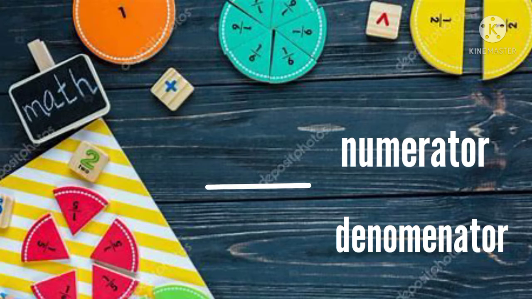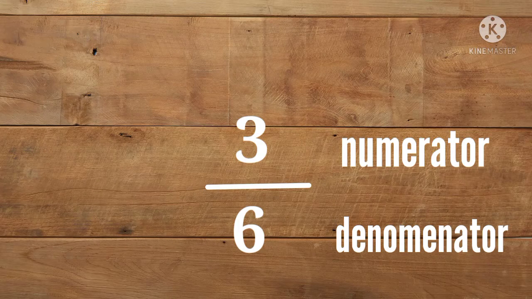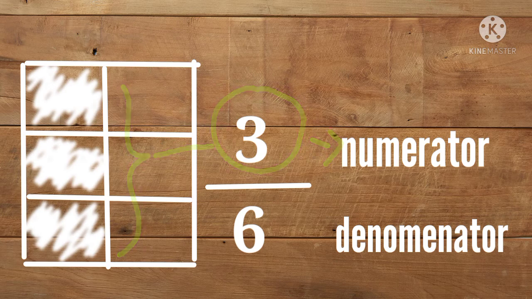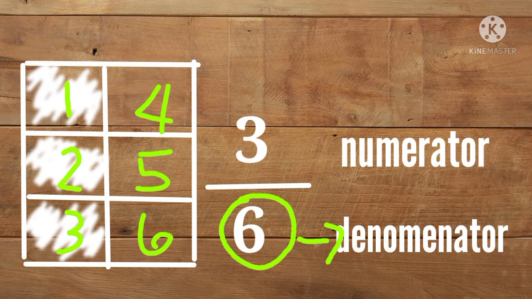And I have here the example of fraction. 3 as numerator on the top and 6 as denominator on the bottom. The numerator tells the number of parts taken, while the denominator tells the number of equal parts of a whole is divided.